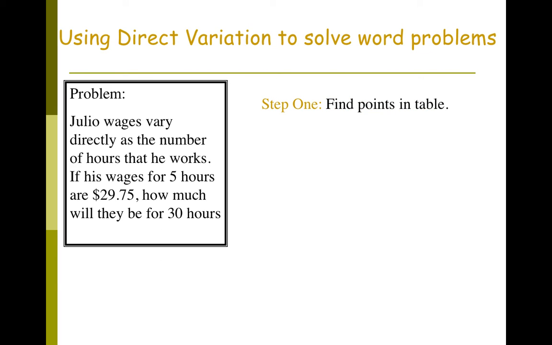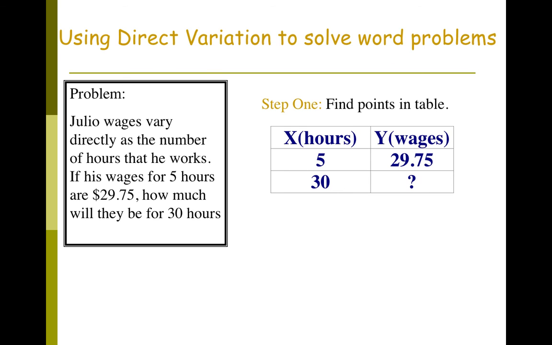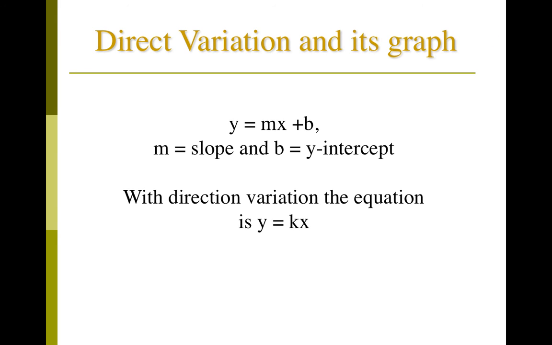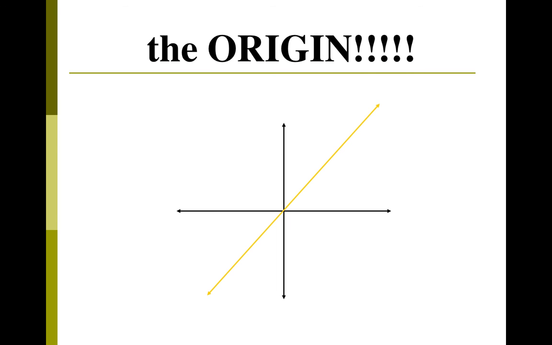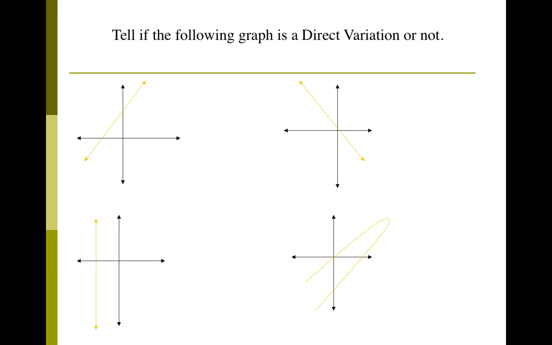Let's do the same thing for this. It's a direct variation. As his wages vary directly. That right there tells you it's a direct variation. So can you find the constant? So we've already told you this, that the m's the slope, the b is 0. So the graph always goes through the origin. So tell me yes or no on these, on a direct variation.